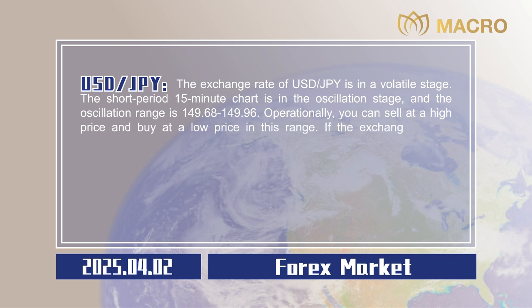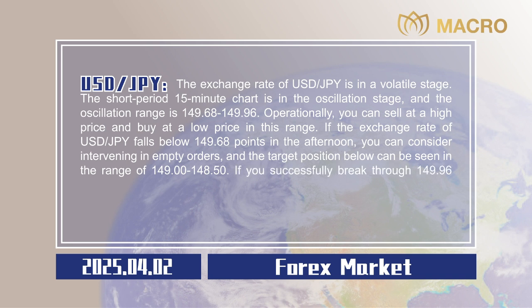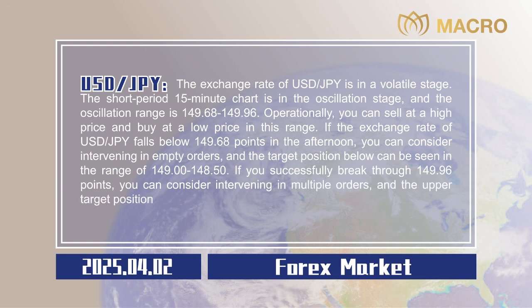If the exchange rate of US dollar to Japanese yen falls below 149.68 points in the afternoon, you can consider intervening in empty orders, and the target position below can be seen in the range of 149.00 to 148.50. If you successfully break through 149.96 points, you can consider intervening in multiple orders, and the upper target position can be set in the range of 150.40 to 151.20. Stop losses are all 20 points, 0.20.